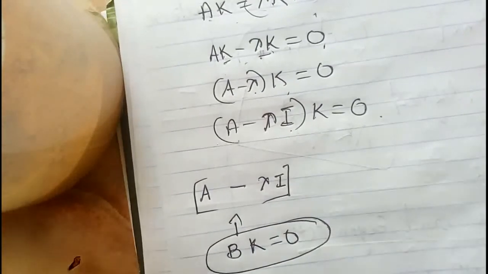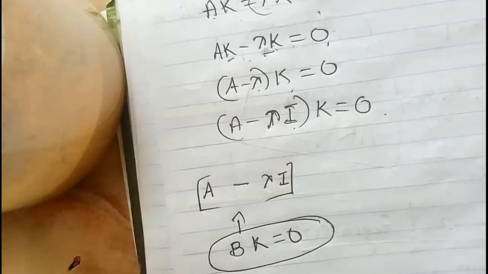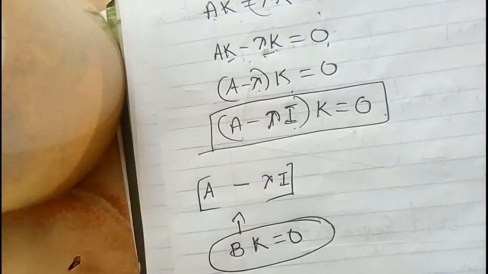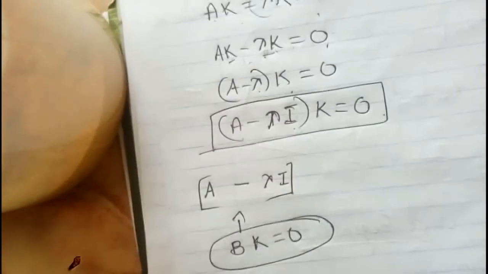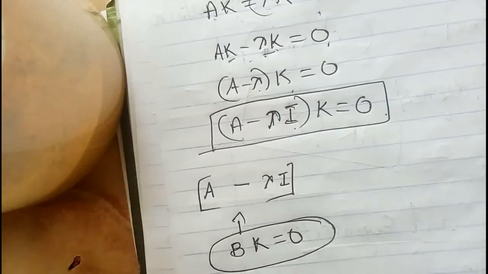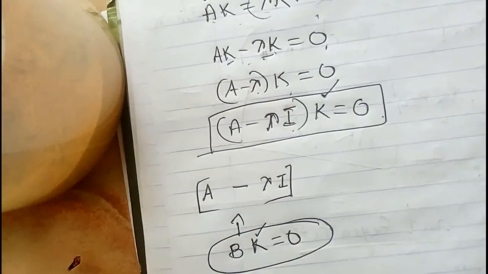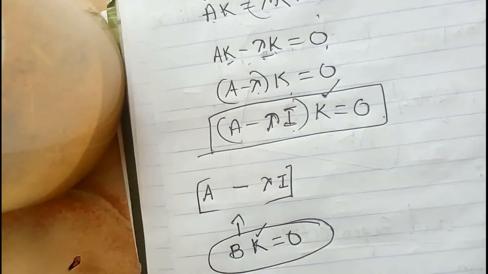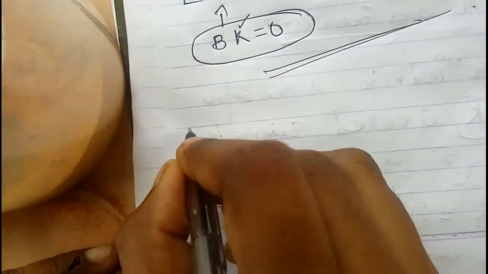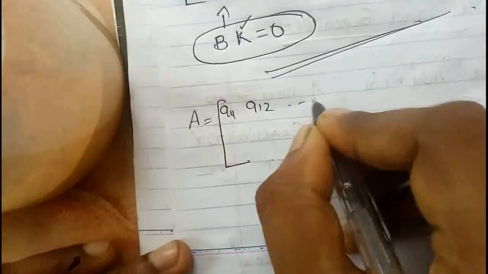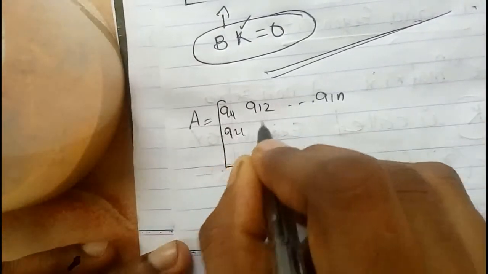First of all we need to find the solution of this equation, A minus lambda I into K equals 0. That solution is called the eigenvector. Generally, I can say A is a matrix A11, A12, etc., A1n, A21.